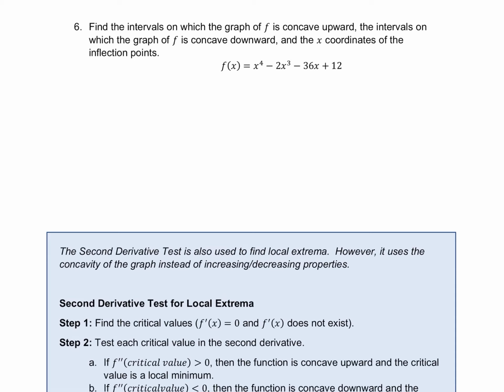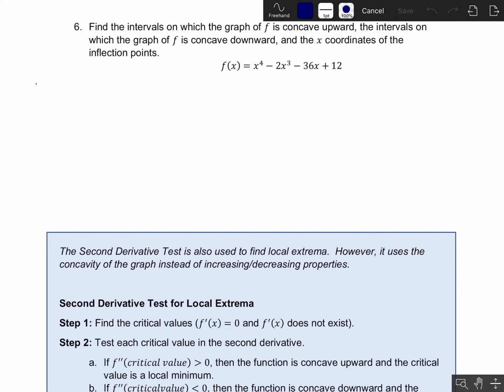There we just computed the first derivative and set it equal to 0, or we figured out when the first derivative would be positive or negative. We're going to do the same thing here, but this time we want to compute the second derivative. To compute the second derivative, we're just going to compute the first derivative and then compute the derivative of that. So we first compute the first derivative.